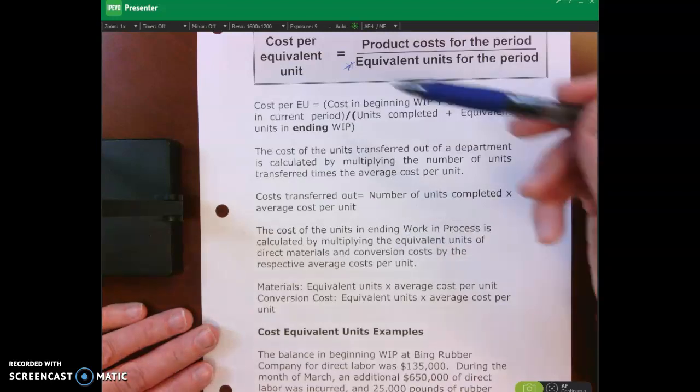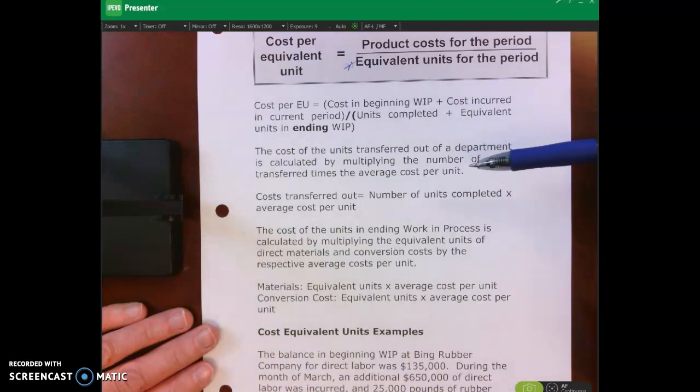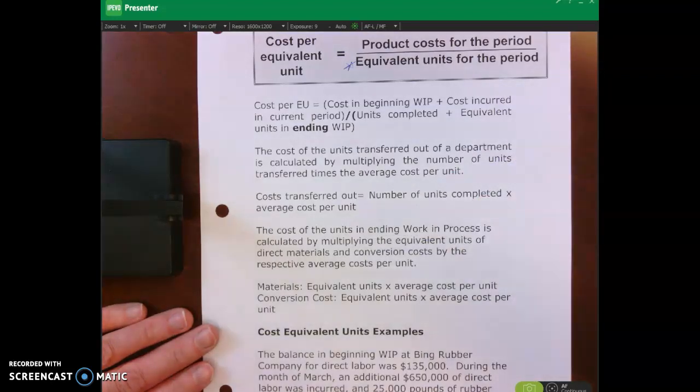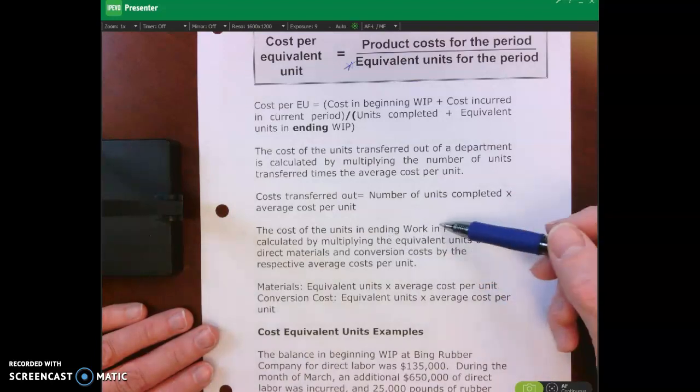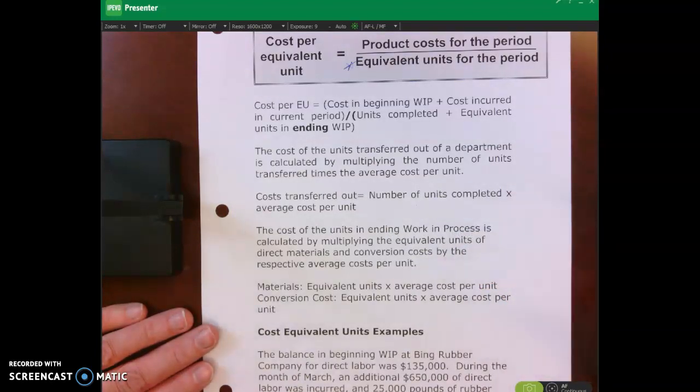We can take the cost per unit for materials times the equivalent full units in ending WIP for materials. We can take the cost per unit for conversion times the equivalent full units in ending WIP with respect to conversion. Add those two together, and that would give us the total cost of ending work in process. And we will be doing several problems that go over that.